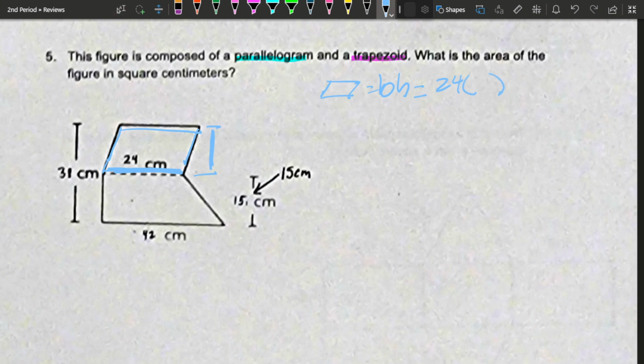Let's look at the trapezoid. The trapezoid is right here. And for the trapezoid, we have a different formula. Base 1 plus base 2. After we add it, we multiply times the height. Remember, the height is always vertical, standing up, not leaning, not sideways, not inclined, vertical. And then we're going to divide by 2. That's the formula.